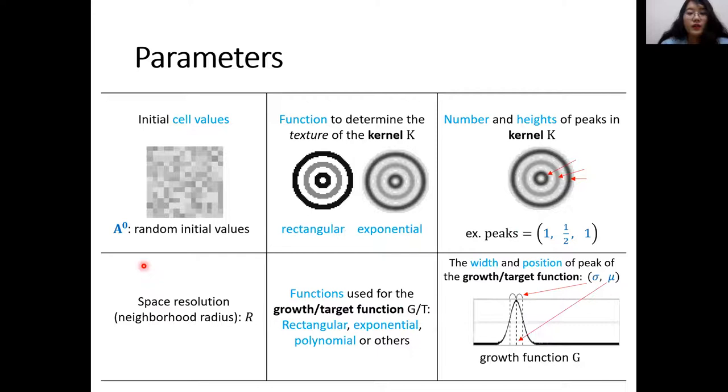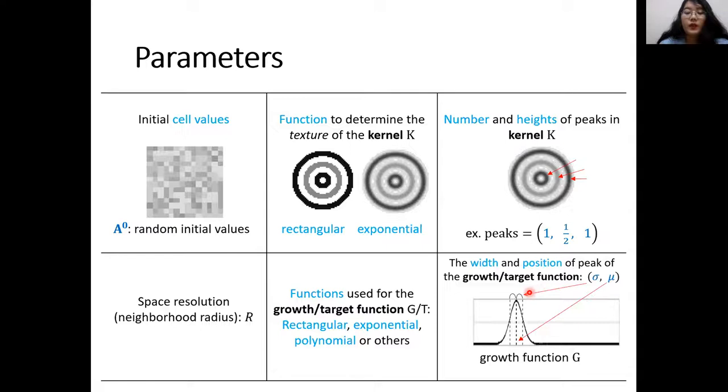This slide shows the parameters for Lenia 0 and 1. We can change the texture of the kernel, rectangular and exponential. We can also change the number and the height of the kernel. This example shows that there are three peaks and their heights are 1, 1/2, and 1. We can change the growth function, for example, rectangular, exponential, or polynomial function.